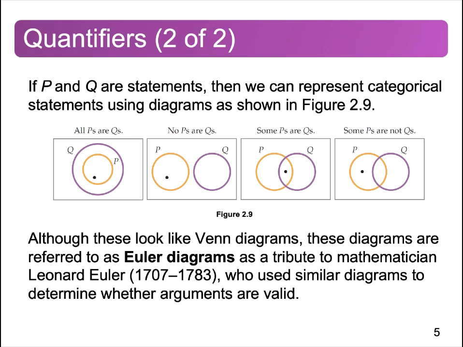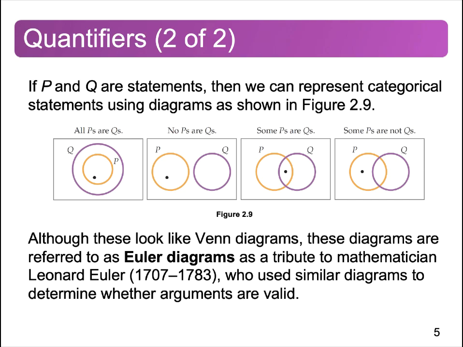I highly recommend using Venn diagrams when you are trying to convert these categorical statements into a representation. These are not technically Venn diagrams, they're actually called Euler diagrams because Leonhard Euler was the mathematician who used these diagrams to look at valid and invalid arguments. So looking at the four types of statements that we are looking at, all, no, some, and some are not, you would have your four different types of Euler diagrams.